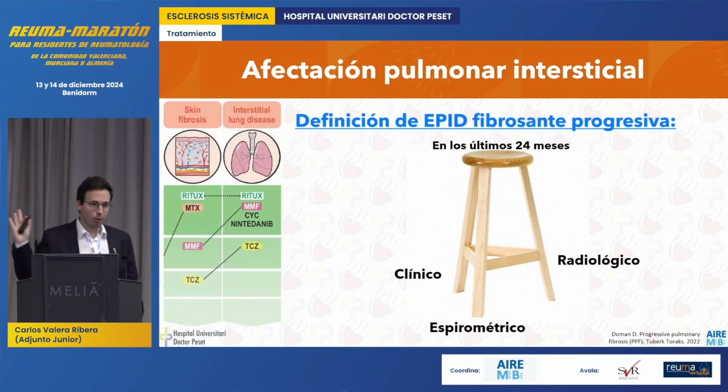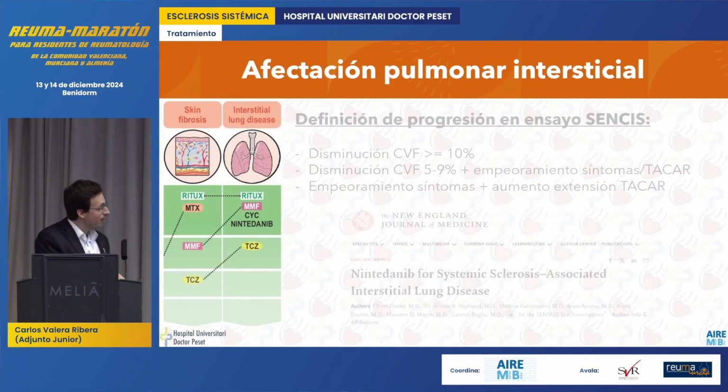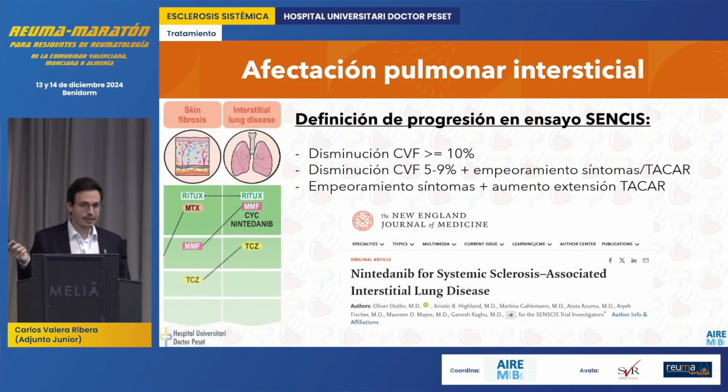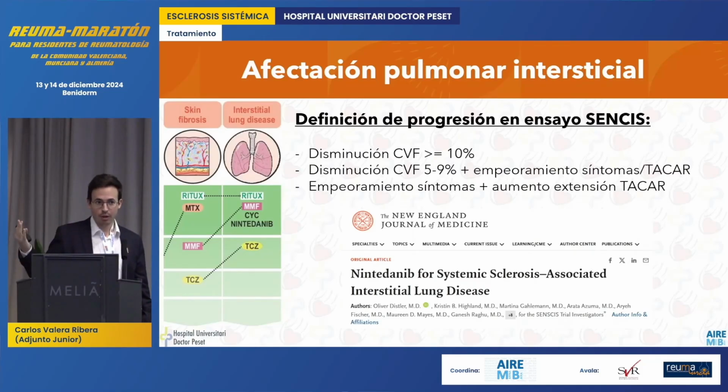Moving on to the fibrosing component. In IPF, that is idiopathic pulmonary fibrosis or progressive fibrosing disease, the criteria for progression are that in the last 24 months, there has been worsening in 2 out of the 3 legs of the stool, meaning clinical worsening, spirometric worsening, or radiological worsening. Therefore, that is what defines fibrosing progression, which is not the same as the definition from the INBUILD trial, which is actually the trial for nintedanib. And therefore, the conditions to be able to prescribe the only antifibrotic approved for IPF would be to meet 2 of the 3 conditions from the INBUILD trial. That is what is required of us when it comes time to prescribe it.